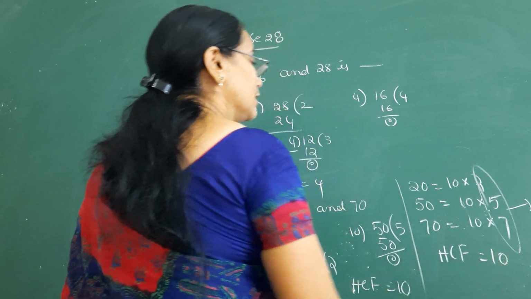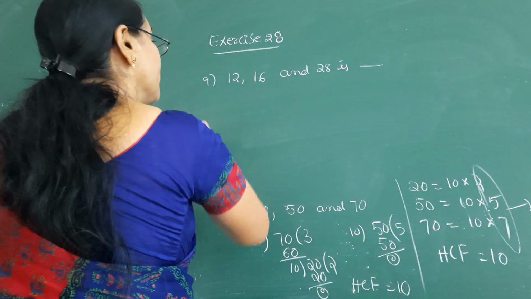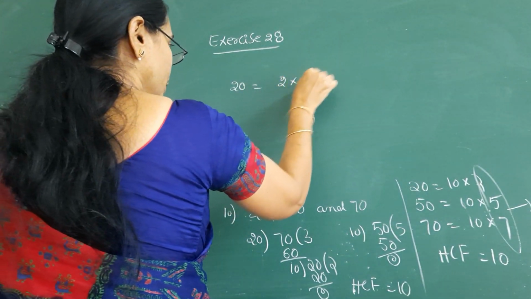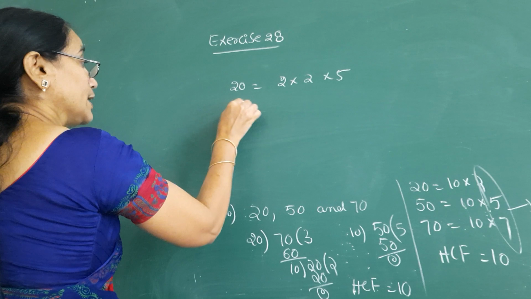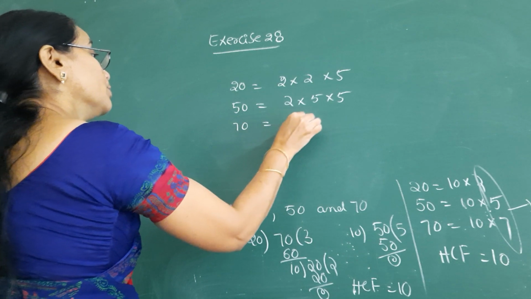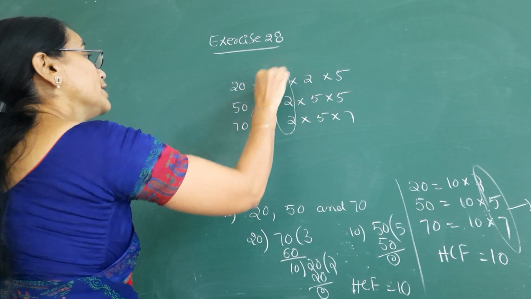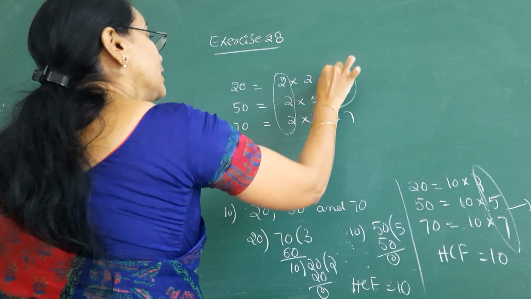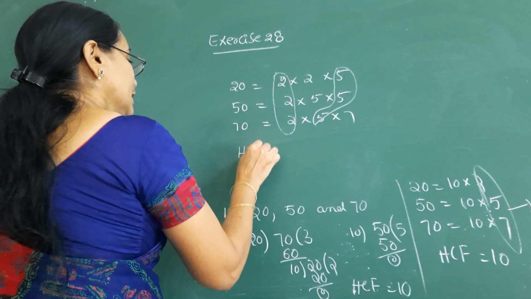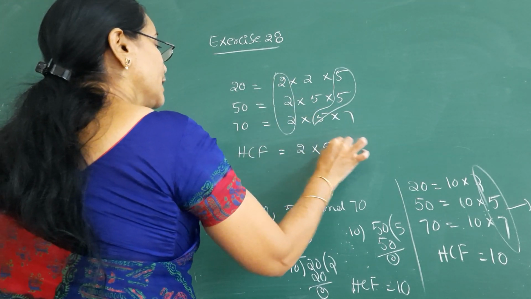This is one model. One more model is that 20 can be expressed as a product of prime factors. For example, 20 can be written as 2 into 2 into 5. 50 is 2 into 5 into 5. 70 is 2 into 5 into 7. So what are common? Circle them. This 2 is common in all and this 5 is common in all, and the remaining are not common in these 3. You have to select one from each of the common factors. It is 2 and 5, so it is 10.